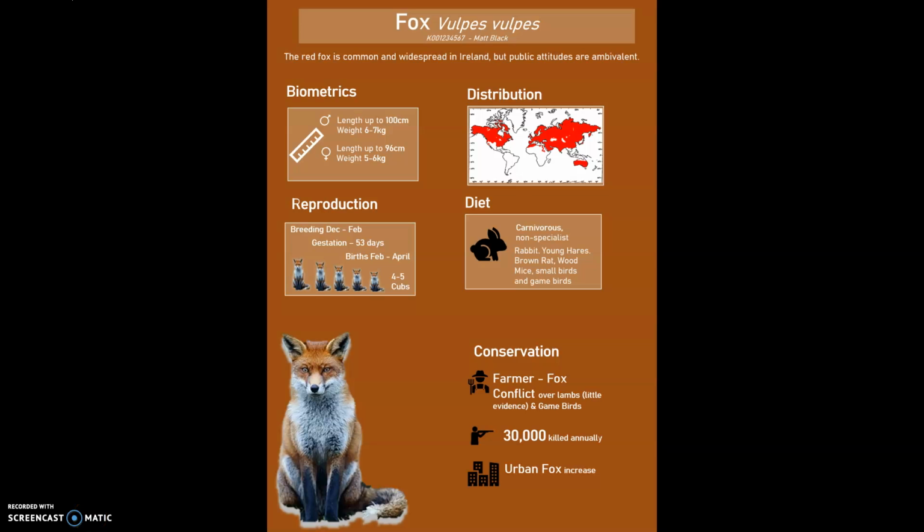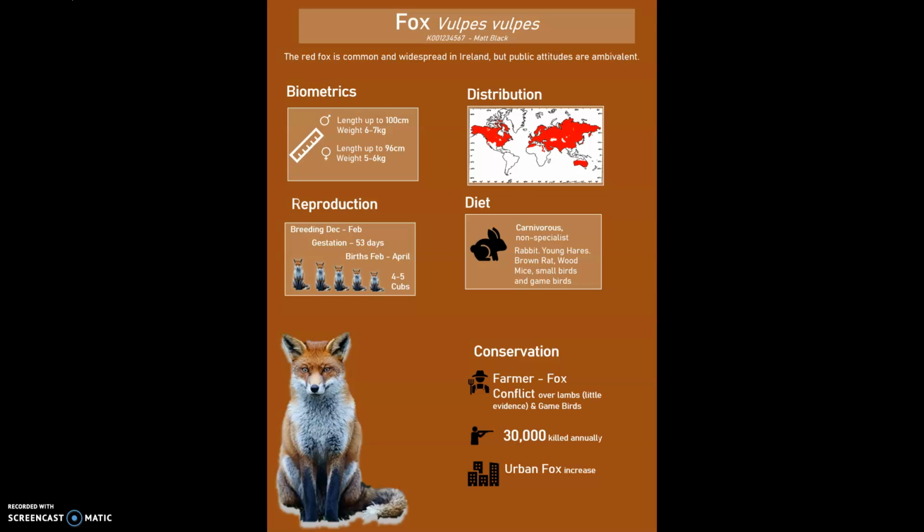This is a short video to help you produce your infographic or to give you some tips on how to get started on it. The one you see here is of a fox. I did it this morning. You can choose any species. It doesn't have to be a wolf and it doesn't have to be a fox. You can use any species.